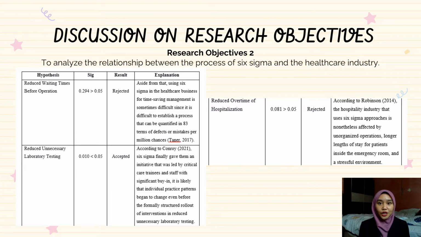Next is reduce overtime of hospitalization. The sigma value is 0.01081, which is more than 0.05, so the result is rejected. According to Robinson 2014, the hospitality industry that uses the Six Sigma approach is not just affected by unorganized operations, longer lengths of stay for patients inside the emergency room, and a stressful environment.